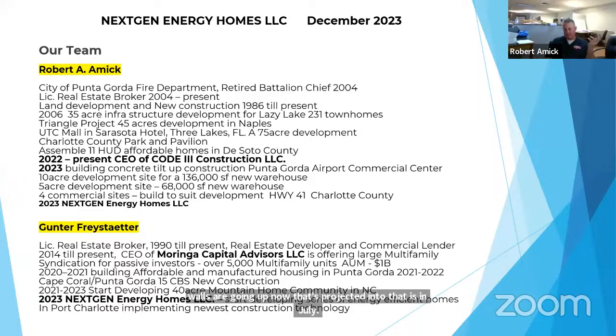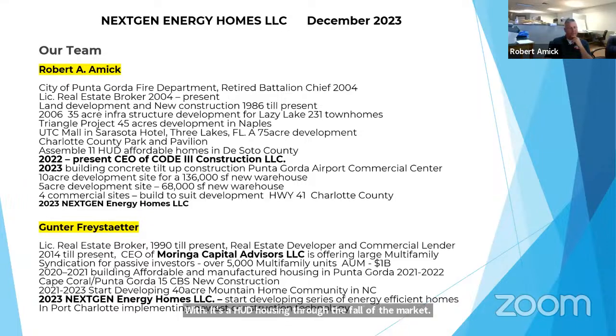We've worked in the past with HUD housing through the fall of the market. We built many homes for the municipalities, and that's where we really honed our single family product down, and made us keep looking for the right solution and the right time. And then, of course, that's where we're at now, and you'll hear more about it as we go through here. But that's a little bit.